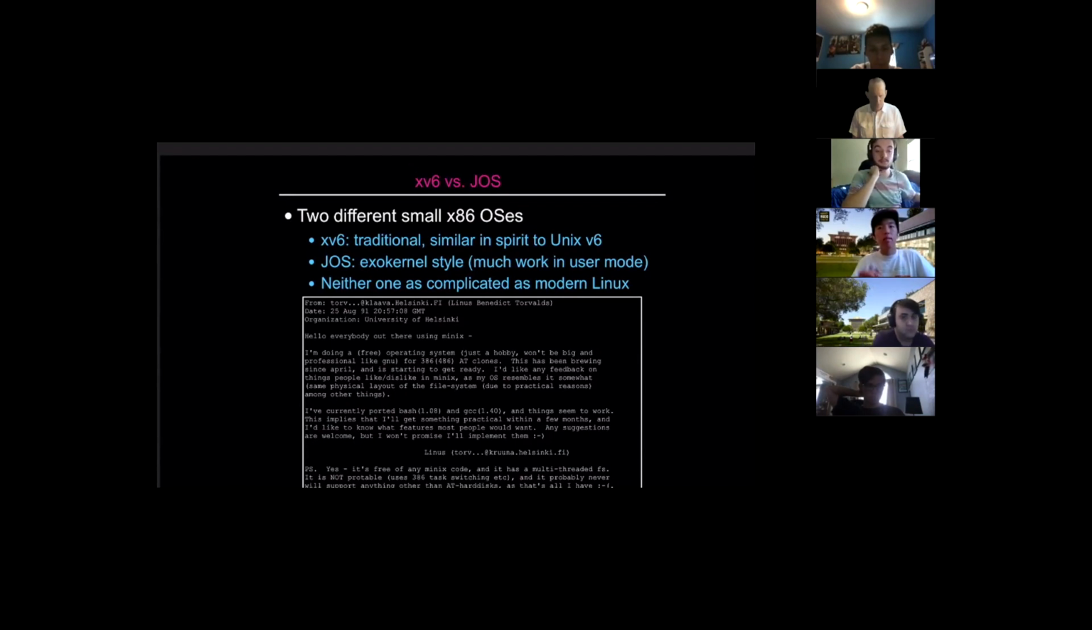So this is 25th of August, 91 from Linus Benedict Torvalds. Hello, everybody, and they're using Minix. I'm doing a free operating system, just a hobby. Won't be big and professional like GNU for 386 AT clones. This has been brewing since April, so this is already August, and is starting to get ready. I'd like any feedback on things people like, dislike in Minix, as my OS resembles it somewhat. I've currently ported Bash and GCC, and things seem to work.